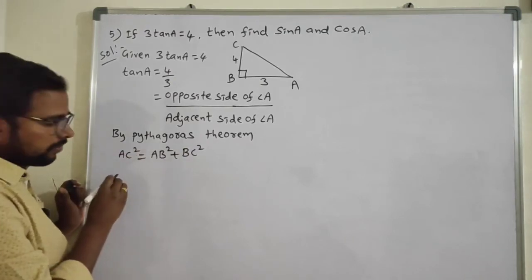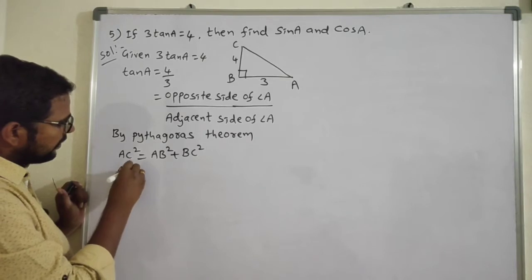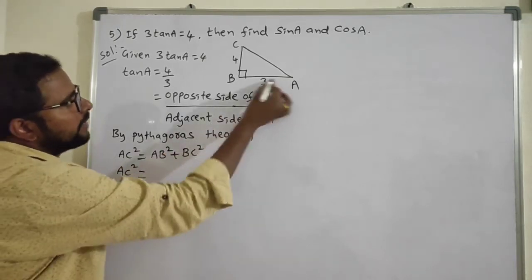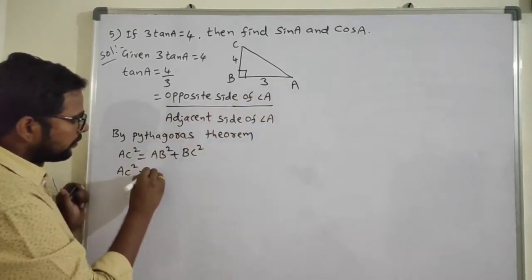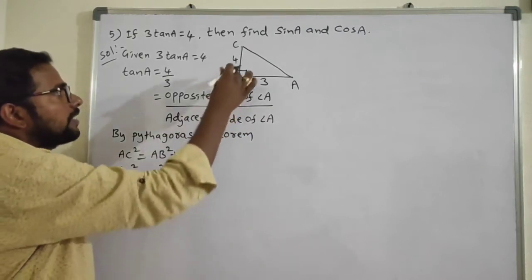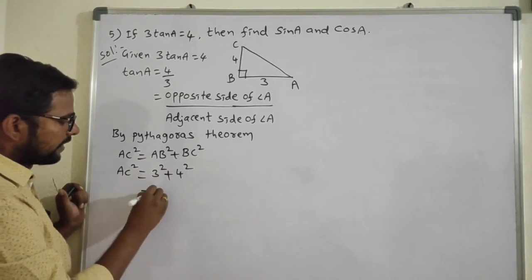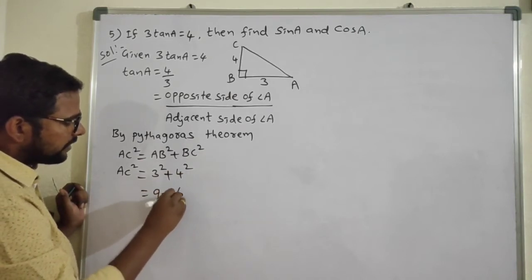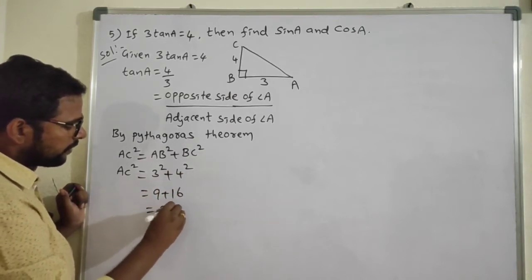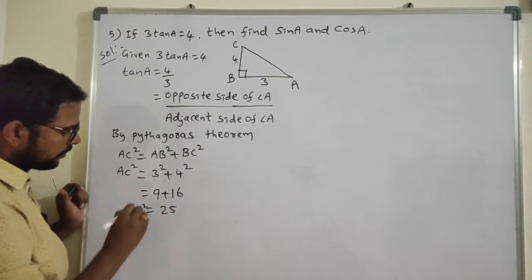So AC we don't know, we have to find AC. AC square equals what? AB is equal to 3. So 3 square plus BC value, what is BC? 4. 4 square. So 3 square is 9 plus 4 square is 16. So 16 plus 9 is equal to 25. So AC square is equal to 25.